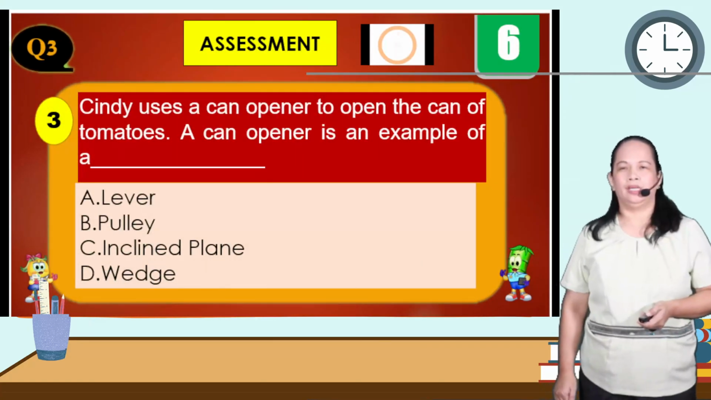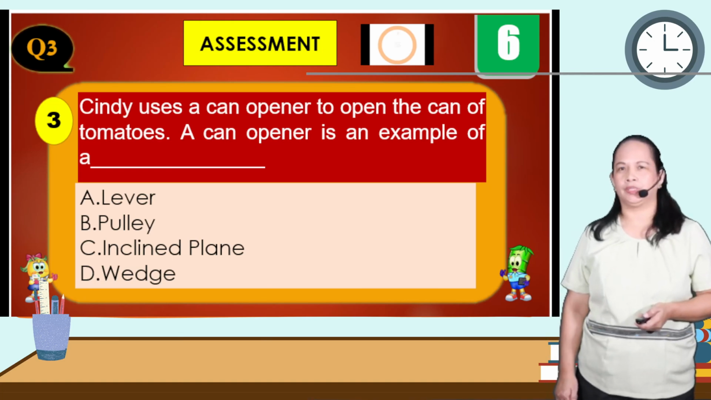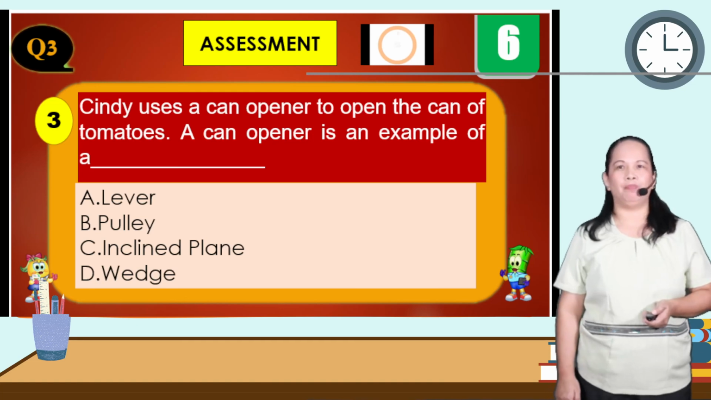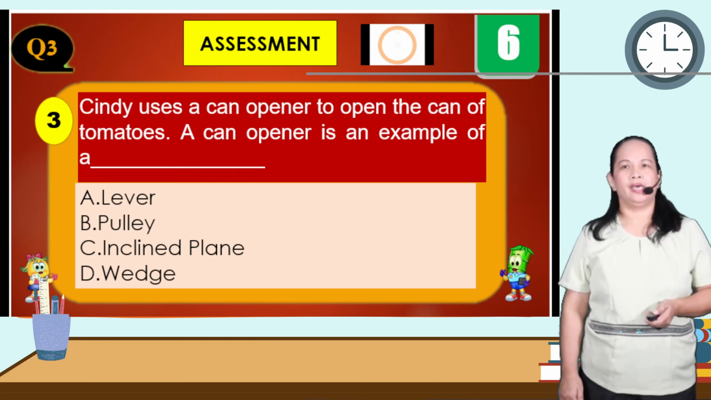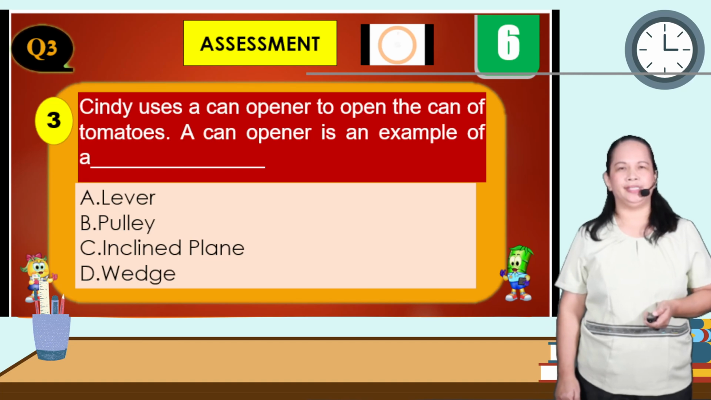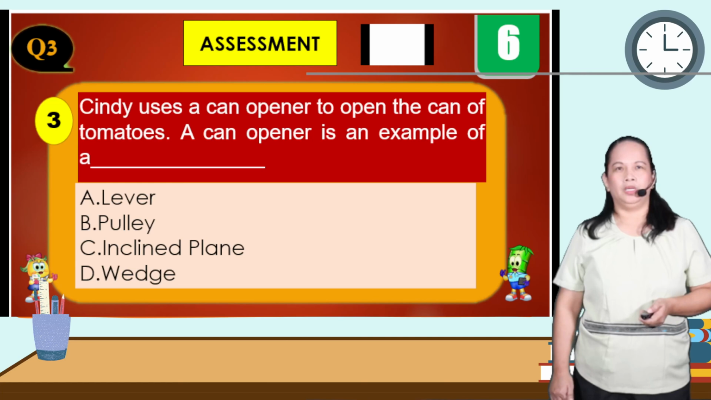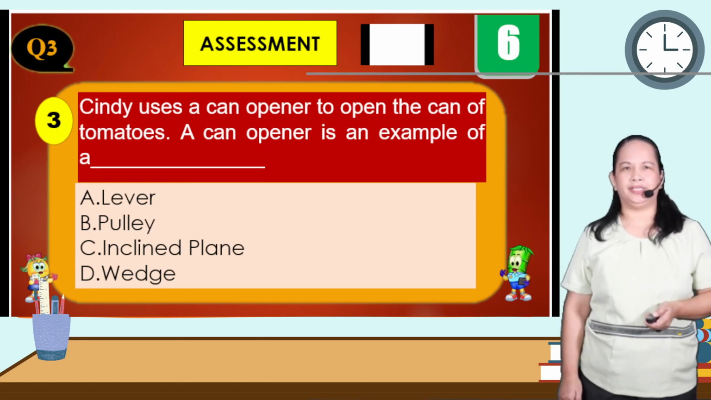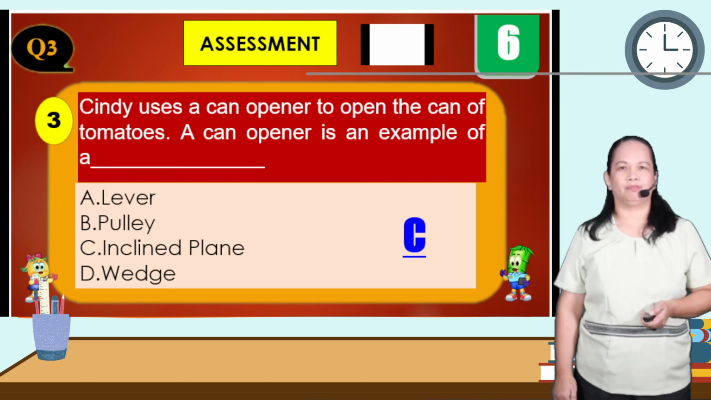Number 3. Cindy uses a can opener to open a can of tomatoes. A can opener is an example of a blank. A, lever, B, pulley, C, inclined plane, D, wedge. Timer starts now. Okay, so what is the correct answer, grade 6 learners? It's letter C, inclined plane.